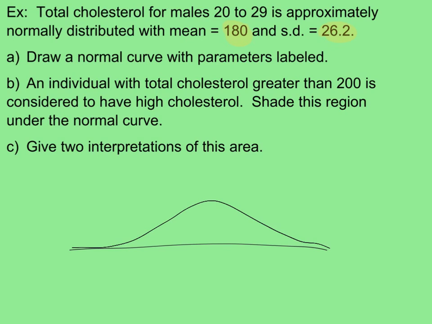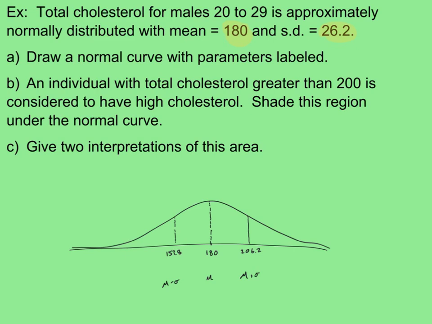Okay, so once you have your curve drawn, I'm going to drop a center line down the center. I don't have to draw that line in, but it helps me. I'm going to label my mean, which is 180. Then I'm going to go out to one standard deviation away, and I'm going to add and subtract that 26.2. Now, 180 plus 26.2 is 206.2. 180 minus 26.2 is 153.8. That is mu minus sigma and mu plus sigma.